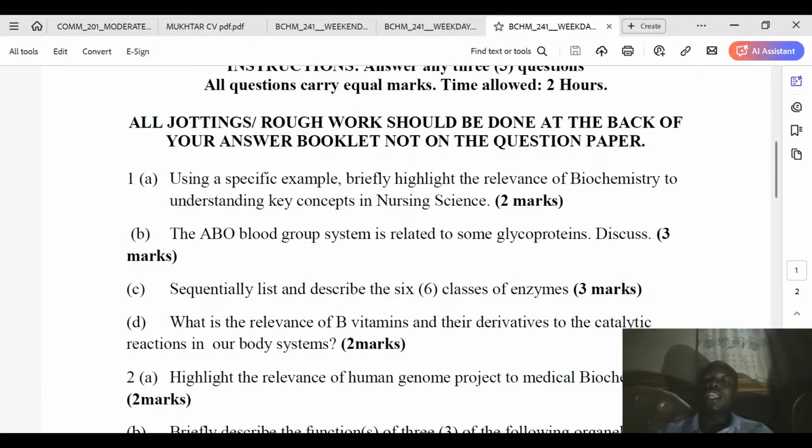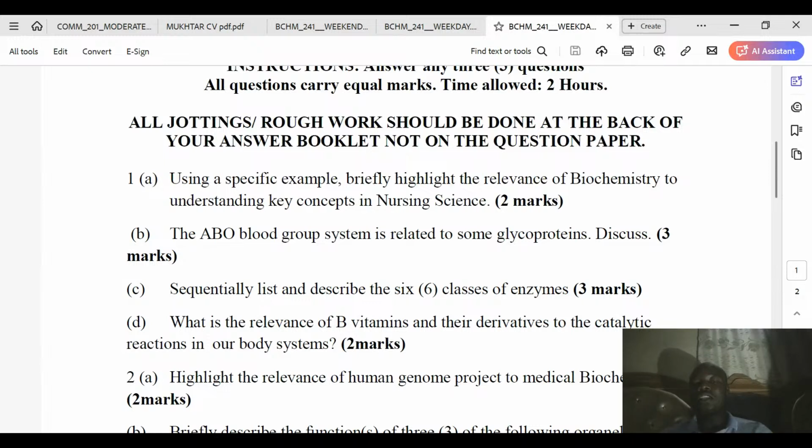So an individual with N-acetylgalactosamine on the surface of the red blood cells is said to have blood group A. While an individual with blood group B has galactose on the surface of their red blood cells. While the individual with blood group AB has both N-acetylgalactosamine and galactose. That is why they have blood group AB.